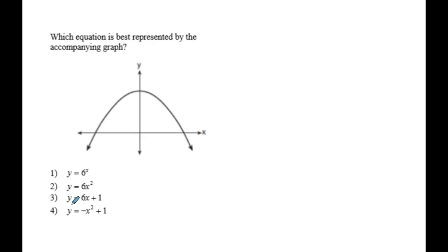The next thing I notice about this graph is that it forms a frown face. So it's upside down, which means my a value must be negative. So that eliminates option 2. And that eliminates option 3. Well, option 3 isn't even a quadratic, that's a linear, so that one would not work either. The only logical option is option 4. This is a quadratic with a negative a value, which means it is going to open down.